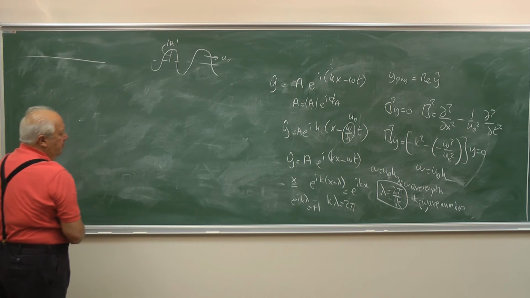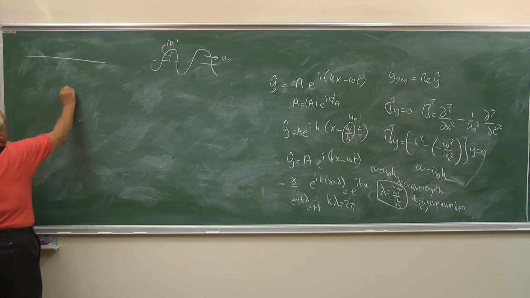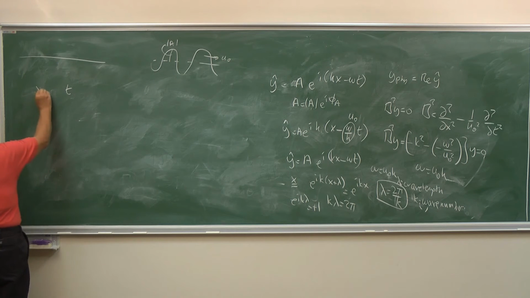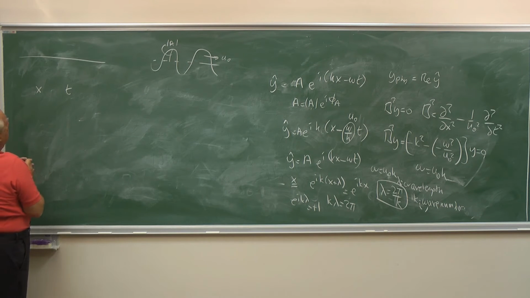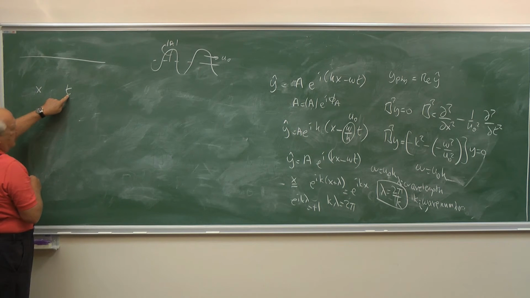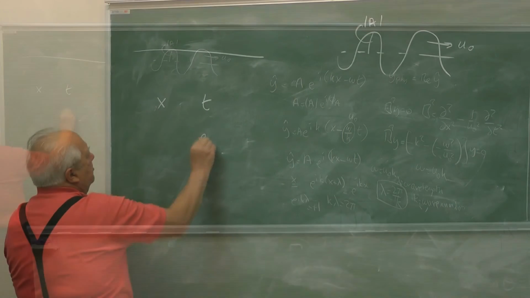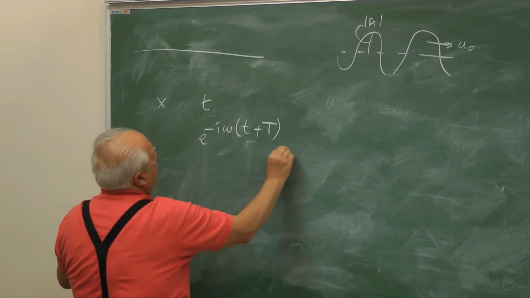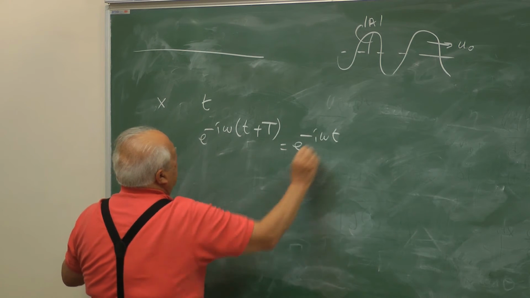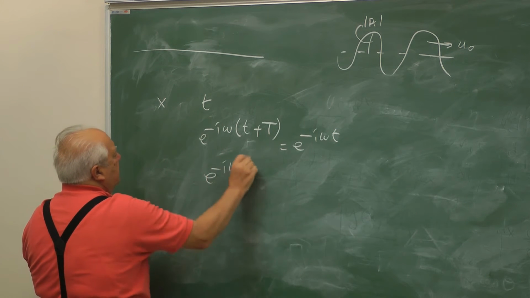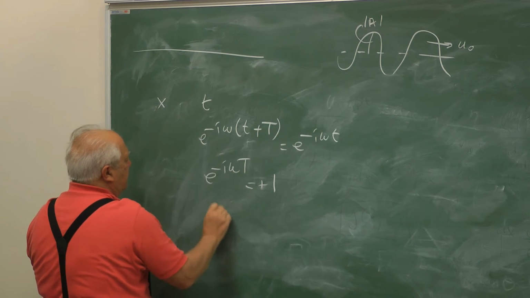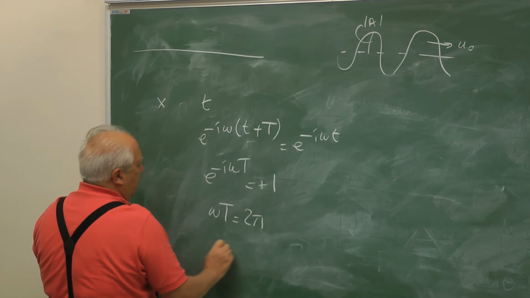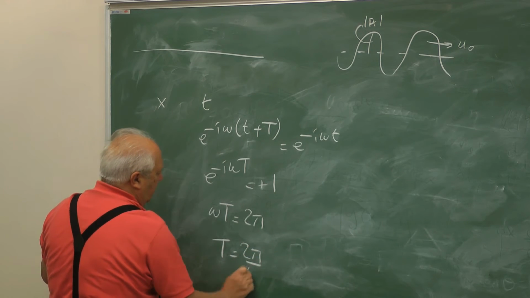Let us ask the same thing for time. Suppose at a certain x and time you have a certain value of y. Then you ask, what is the minimum amount of time after time t that the wave has the same value? That means e to the minus i omega (t plus T) is equal to e to the minus i omega t. Therefore, e to the minus i omega T is equal to plus 1. That means omega T is equal to 2 pi, and T is equal to 2 pi over omega.